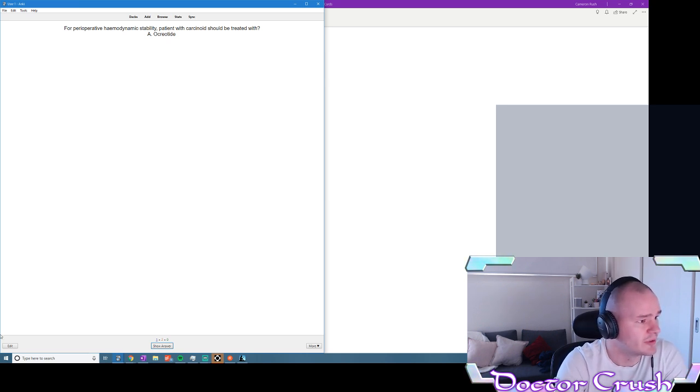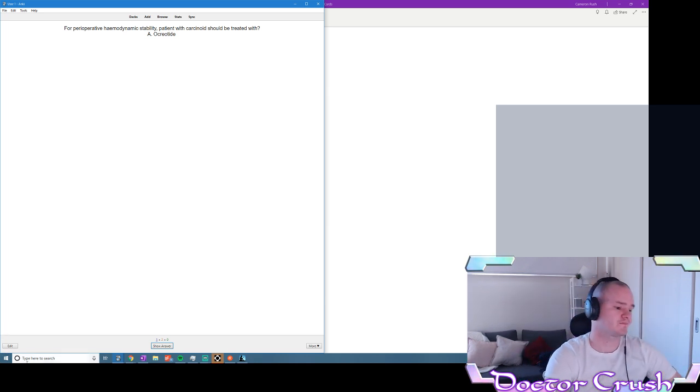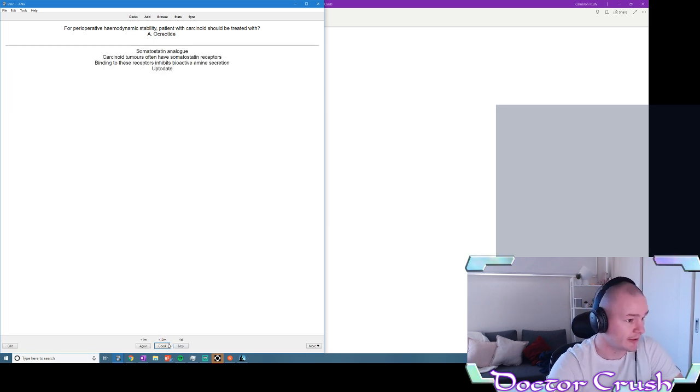The perioperative hemodynamic stability of a patient with carcinoid should be treated with... Okay, so they've only remembered one answer for this question. Octreotide. I don't know anything. Somatostatin analog. Carcinoid tumors have somatostatin receptors; binding to these receptors blocks release of bioactive amines.